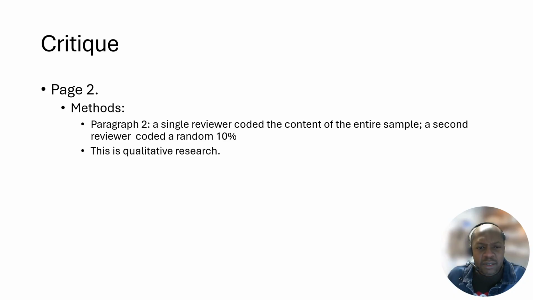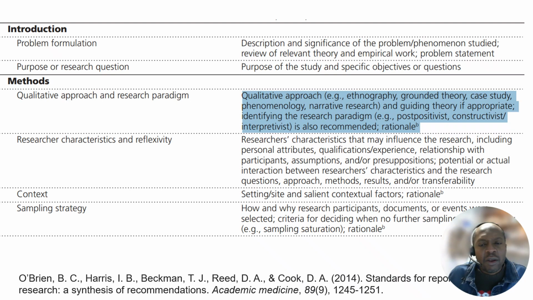In the paper as well, they talked about a single reviewer coding the content of the entire sample to come up with a list of 19 themes. For the part of the study that is qualitative, of course, they need to describe what it means. How was it coded? What research paradigm, methodology, or methods were used? Here is a screen grab of standards for reporting qualitative research by medical professionals. If somebody wants to report a qualitative research study to me, these are some of the things that you should include. And none of these was actually included in this paper.